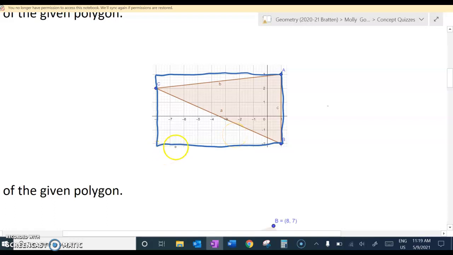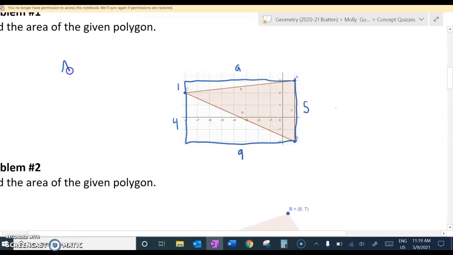So it's base times height. So it's 1, 2, 3, 4, 5, 6, 7, 8. It'd be 9 by 5. And then this one's 4, and this one's 1. And then first thing I'm going to do with this is I'm going to find the area of this triangle.